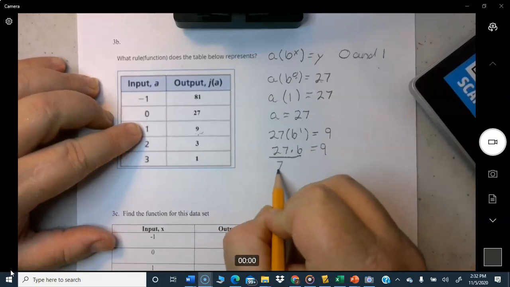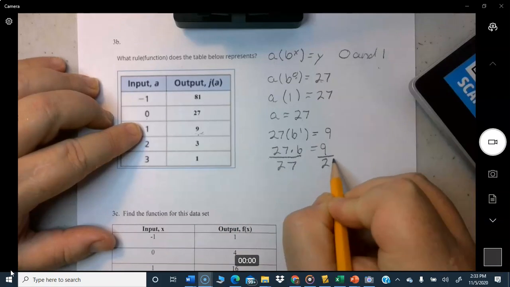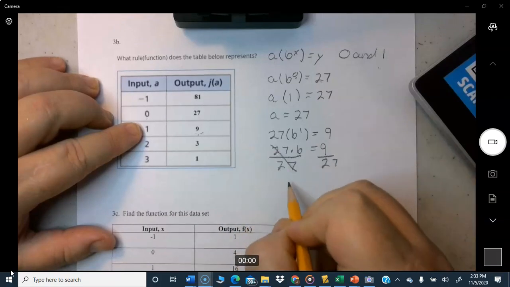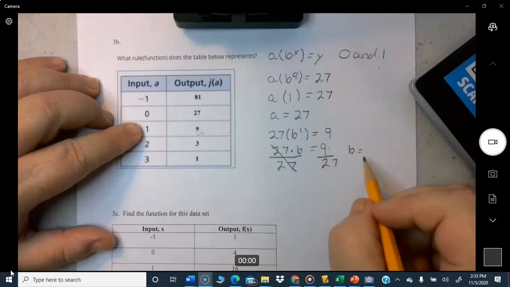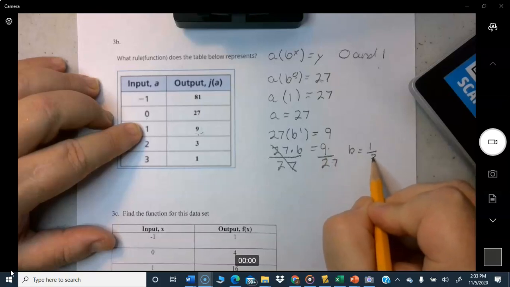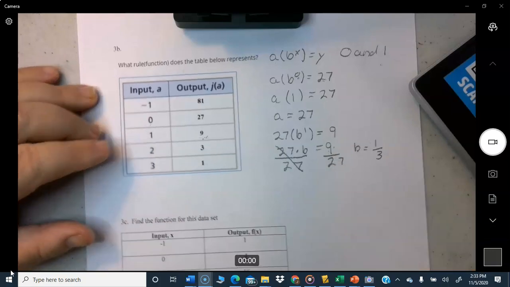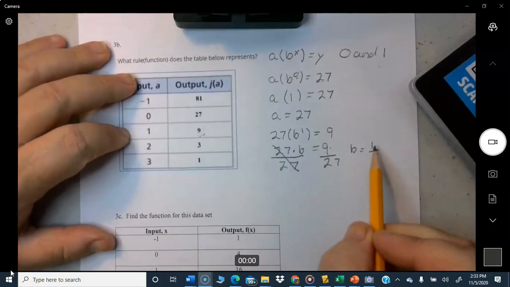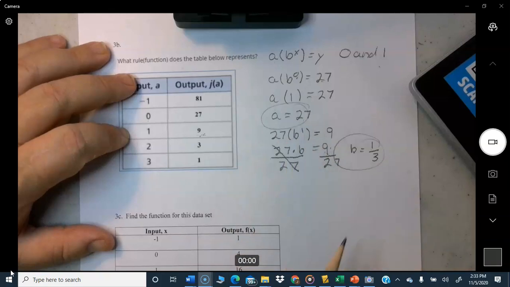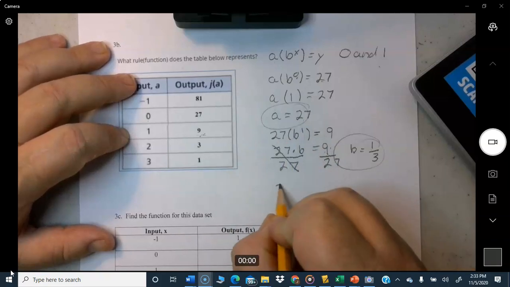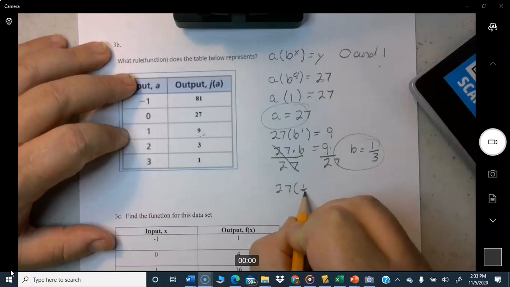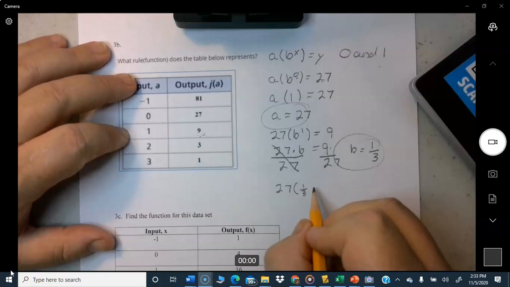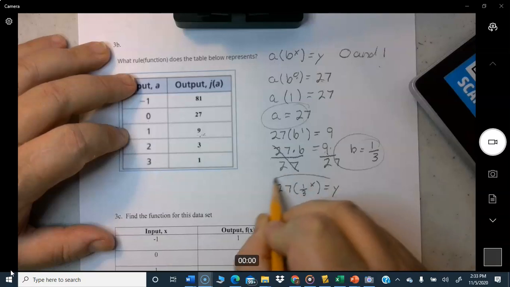Divide both sides by 27. Cancels here, and that means that b equals 9 divided by 27, which is 1/3. If you want to leave it as a fraction, just reduce this down to 1/3. 9 goes into 27 3 times. Okay, so we have b, we have a, so now we can write the equation: 27 times 1/3 to the x power equals y. And that's our final answer.